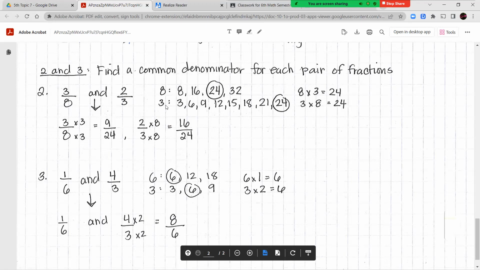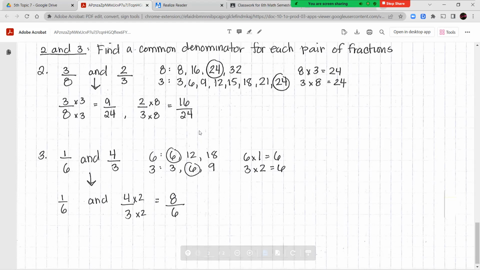Now, how do I get from 3 to 24? Well, 3 times 8. So that means I also need to multiply the numerator of that fraction by 8. So 2 times 8 is 16, and 3 times 8 is 24. So by giving them a common denominator, it becomes 9/24 and 16/24.